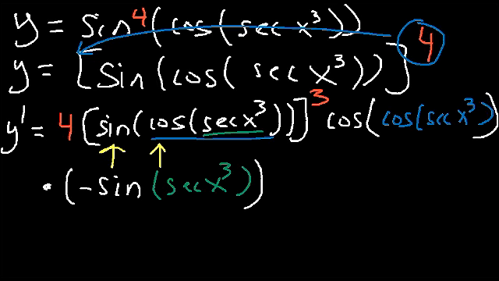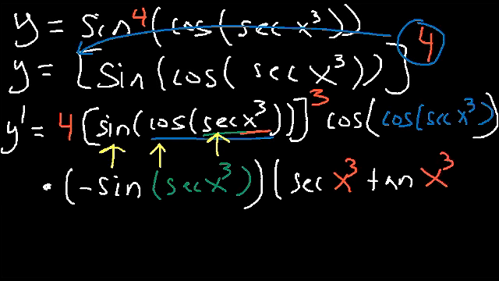So now let's work our way towards secant. The derivative of secant is secant tan, and the inside part of secant is x cubed. So it's secant x cubed tangent x cubed. Now the last thing we need to do is differentiate the x cubed, which is 3x squared. So this is our answer.